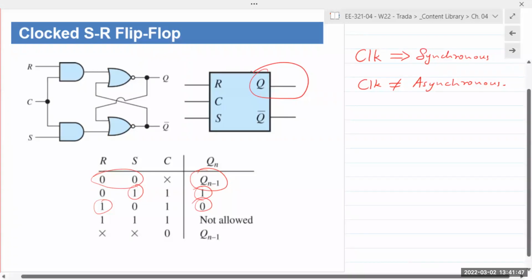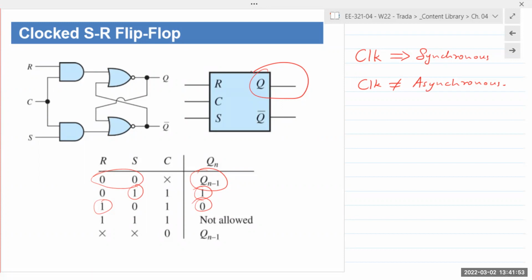With Qn minus 1, we are just signifying that the output has not changed. Because Qn minus 1 simply tells us the output right now is what it was previously. And there's no new information, it's just the same thing. So in memory storage applications, that's where we would use that.